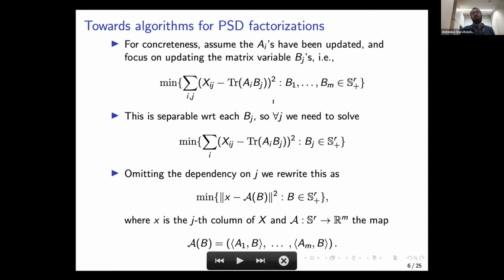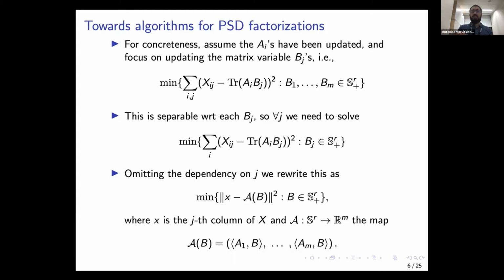Okay, so in the end of the day, you basically just need to solve this for each j, and here you only have one matrix variable. You have the B_j's. Just to simplify notation, let's omit the dependency on j, and I can just rewrite this as minimum of the Euclidean norm of x minus script A of B, squared.